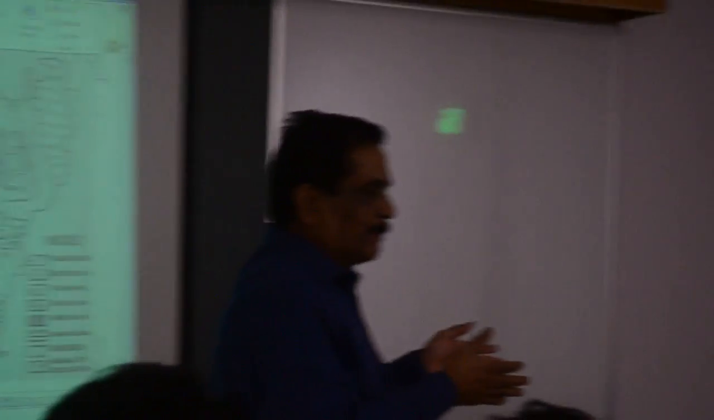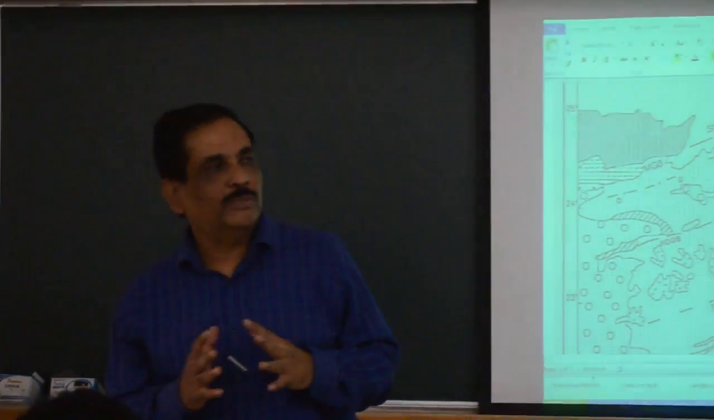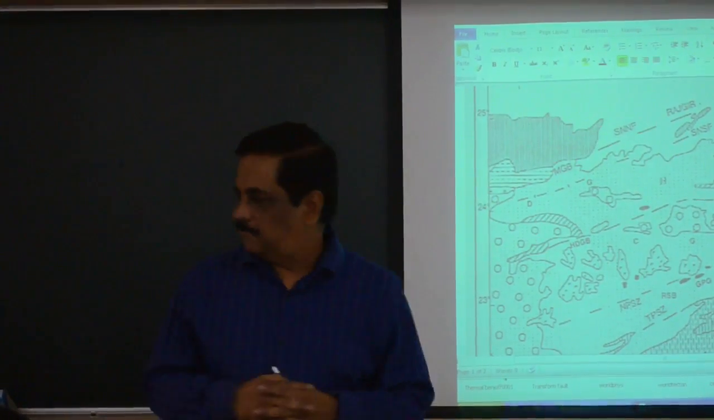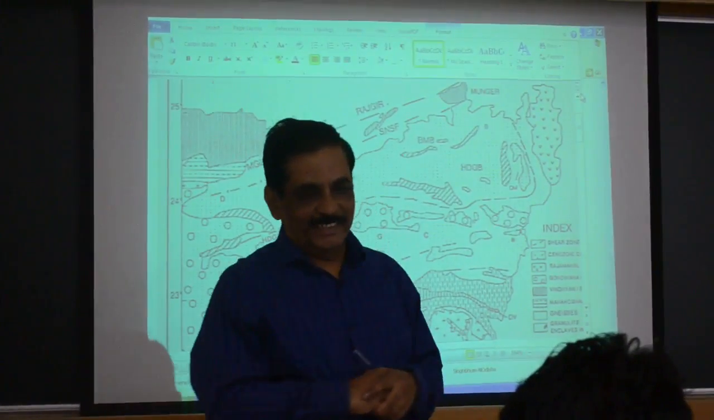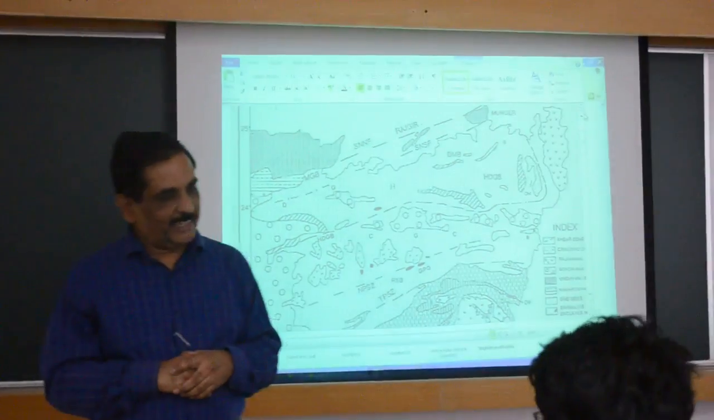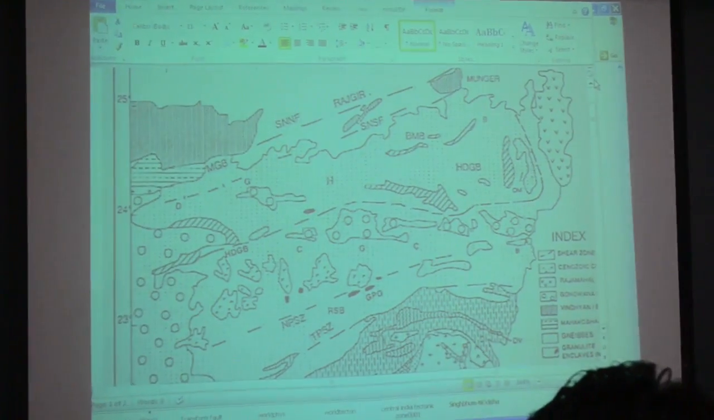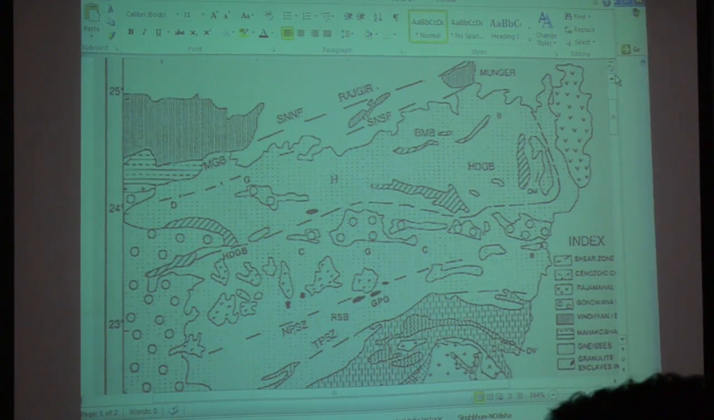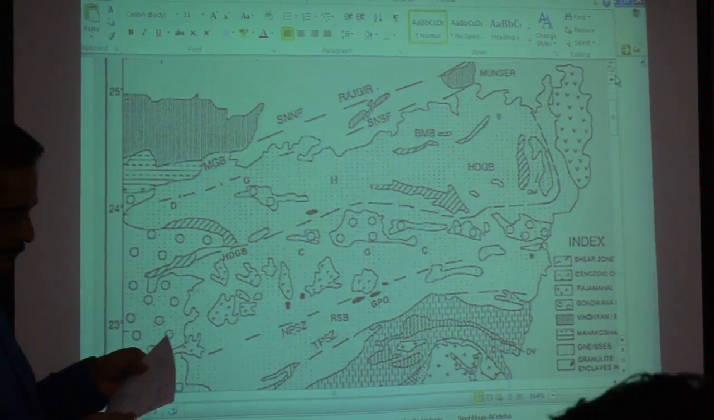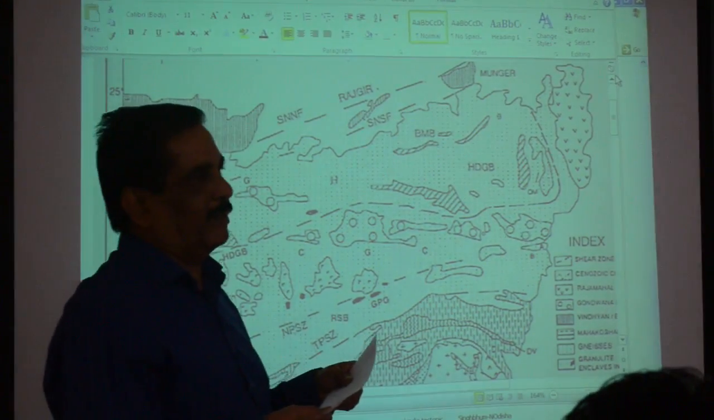After I make this, go to the back side of this belt. It is a detailed view of the Singhbhum mobile belt plus the Singhbhum Craton. Can you see Tamar and Porapahar? Can you identify where it is? Are you seeing it? That is the northern margin of the Singhbhum mobile belt. After that, you should also know how to study a map. You saw Tamar Porapahar? That is the northern margin of the Singhbhum mobile belt.